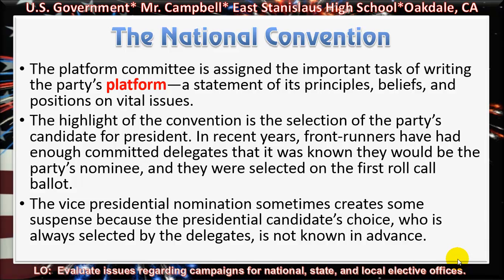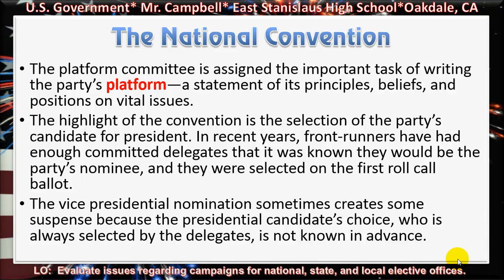The vice presidential nomination sometimes creates suspense because the presidential candidate's choice, who is always selected by the delegates, is not known in advance. And so, sometimes it is. In the 2012 election, we pretty well knew that Barack Obama was going to stick with his current VP, Joe Biden. And we also knew that Mitt Romney had chosen Paul Ryan as his VP running mate. And that had already been announced. But sometimes that announcement comes at the convention.